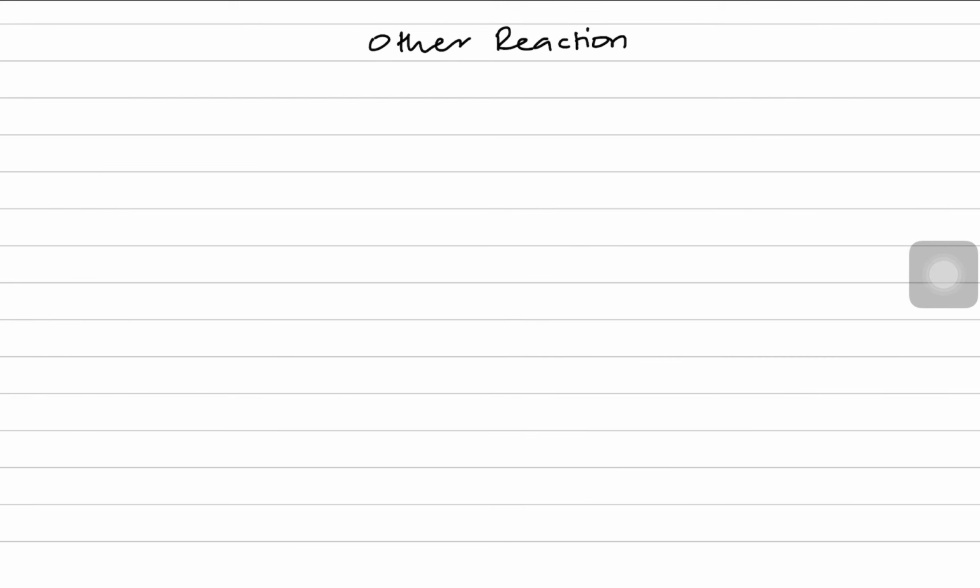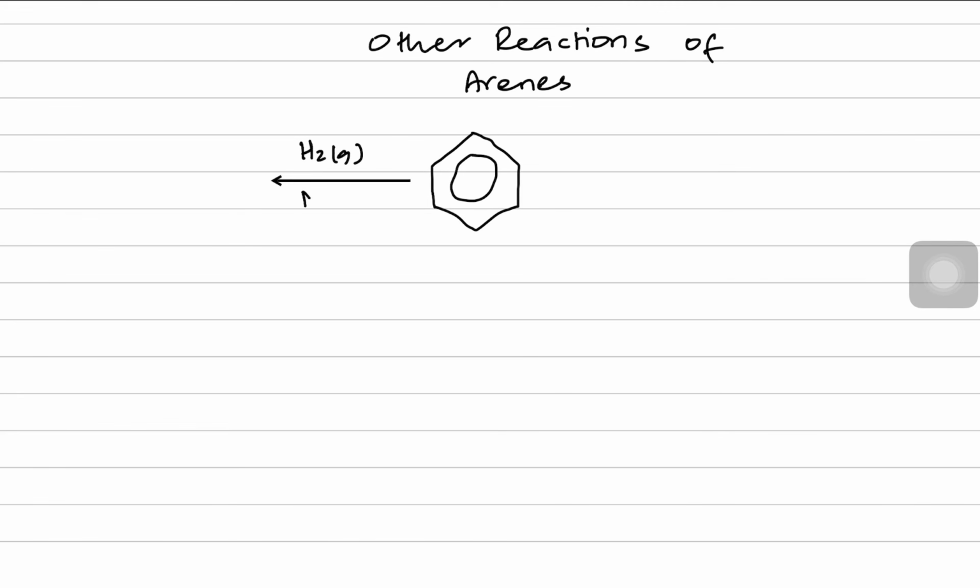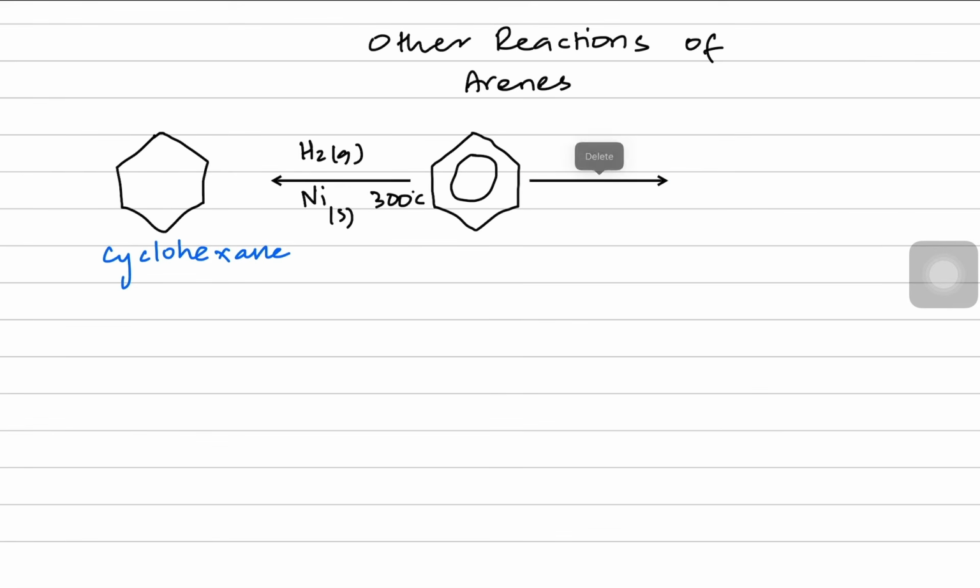Let's talk about some other reactions of the arenes, which may also be known as the side chain reactions. When we talk about a benzene ring, one of the most common reactions is the hydrogenation using nickel at 300 degrees Celsius, or you can say platinum is also a good catalyst over here. That is called hydrogenation, where the pi bonds are broken down and you create cyclohexane. So from benzene you produced a cycloalkane.